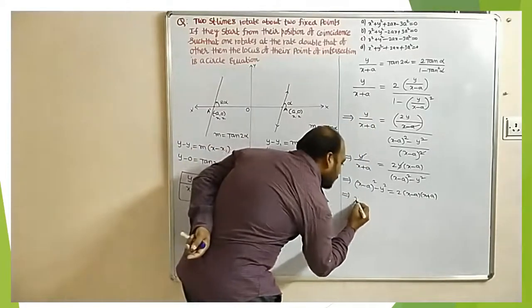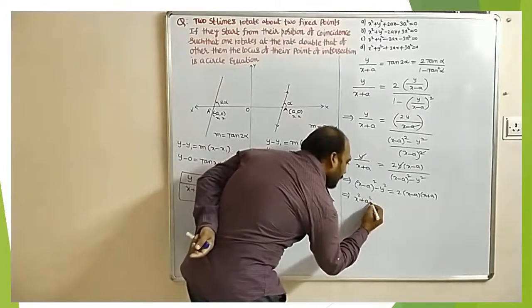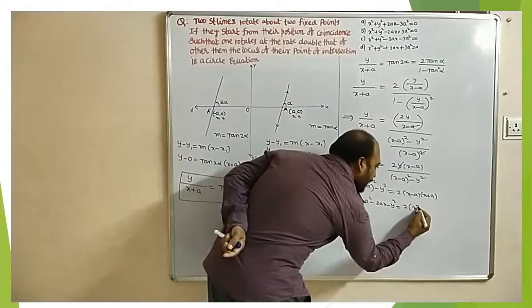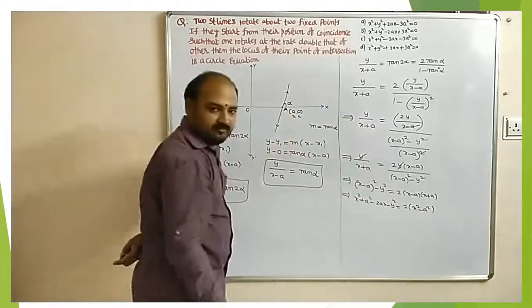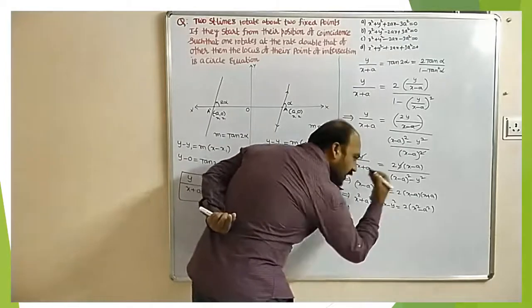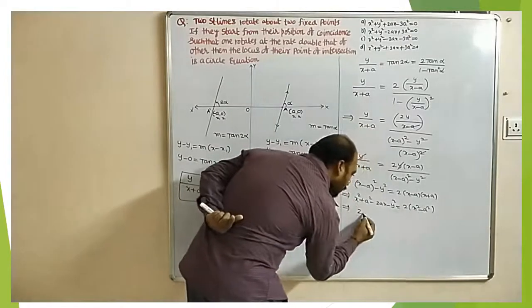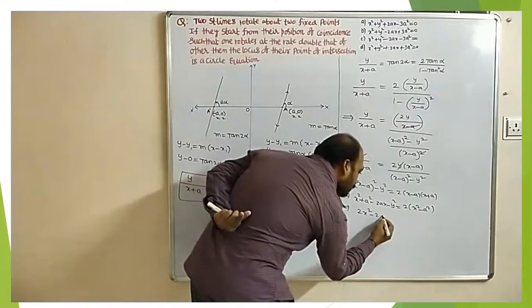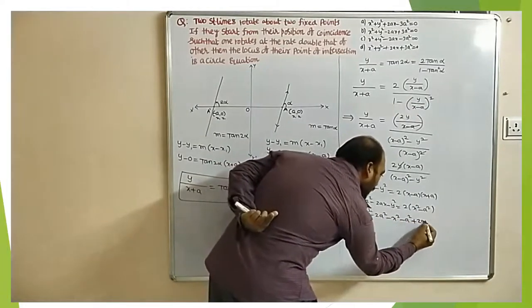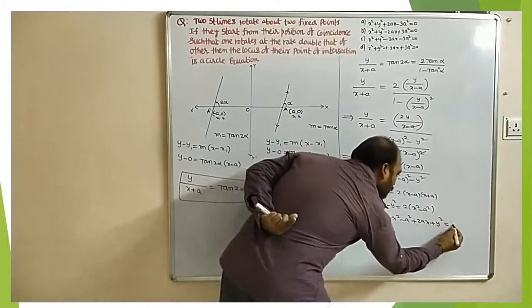So (x minus a) whole square, x square plus a square minus 2ax minus y square equal to 2 into (x square minus a square). It is in the form of (a minus b) into (a plus b). So these values we can take this side: 2x square minus 2a square minus x square minus a square plus 2ax plus y square equal to 0.